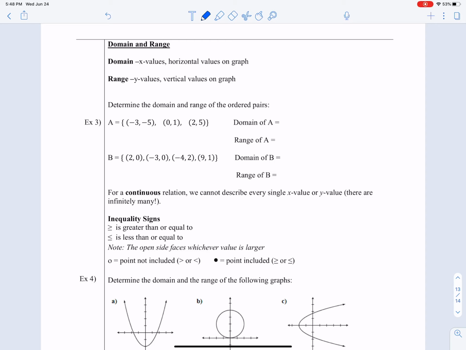So this is 3.2 part 2, and now we're looking at domain and range. So domain is another word for the x values or the horizontal values on the graph. Range is another word for the y values or the vertical values on the graph. When we do domain and range of a set of points, we omit any duplicates.